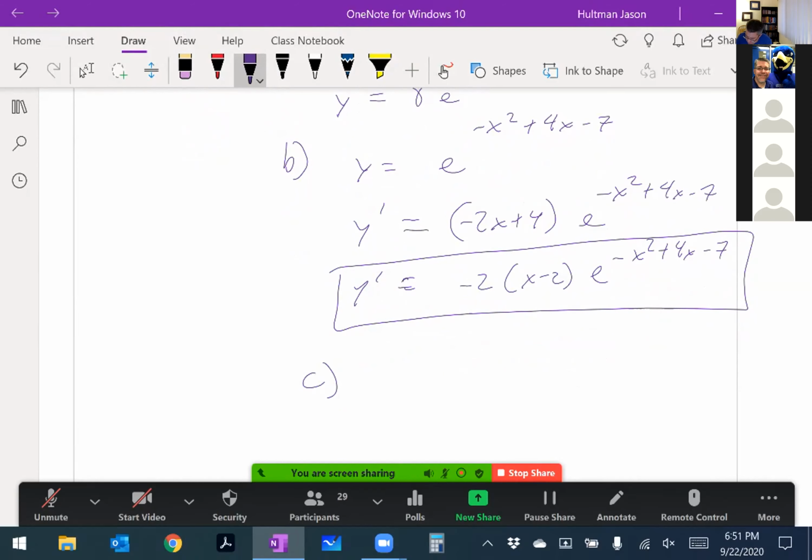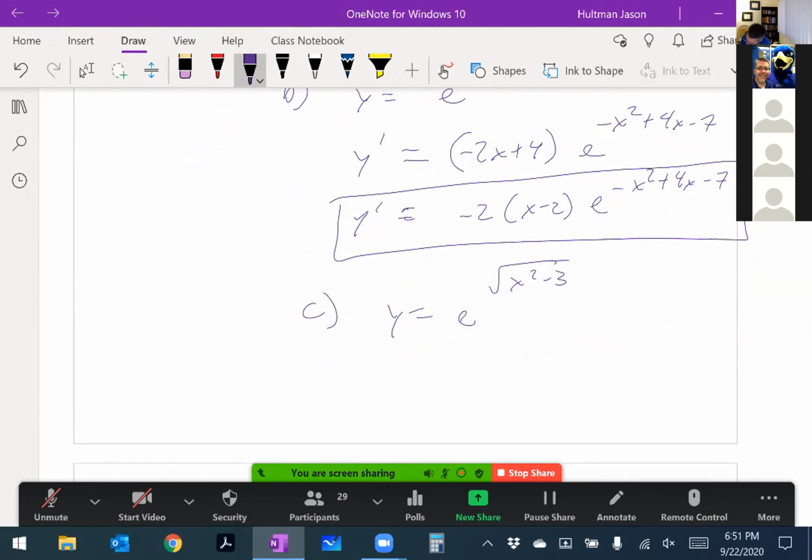Okay, C. y equals e to the radical x squared minus 3. Let's see what happens here. The derivative is going to be the original, e to the radical x squared minus 3, times the derivative of the power. Okay, what's the derivative of the power here?